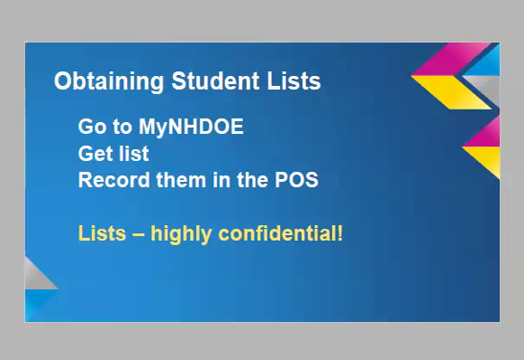So let's get back to you and obtaining your lists. Essentially, the process is quite simple. You obtain student lists and record them in the POS so that as the DC official, you know which students are eligible for DC. Just a point to make: these lists are highly confidential, and only you and whomever is recording the lists should ever know the identity of the child.